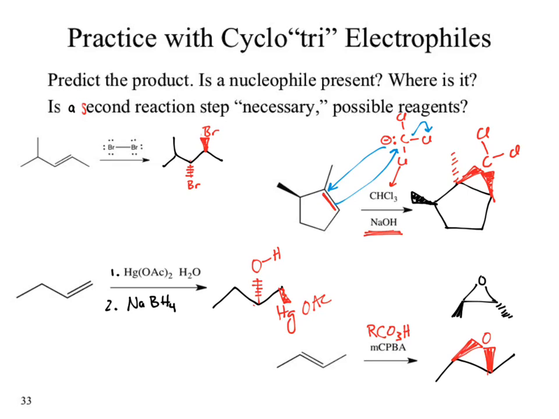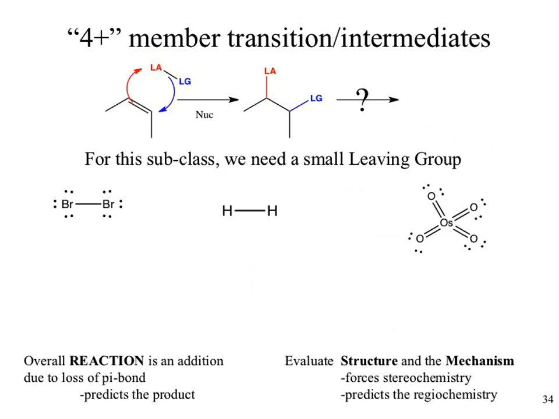Okay? So when you go through and do a mechanism, if you see a piece that you don't think belongs there, you will likely have to do a second step. Okay? Four-membered transition states. Okay? For this subclass, we need a very small leaving group.